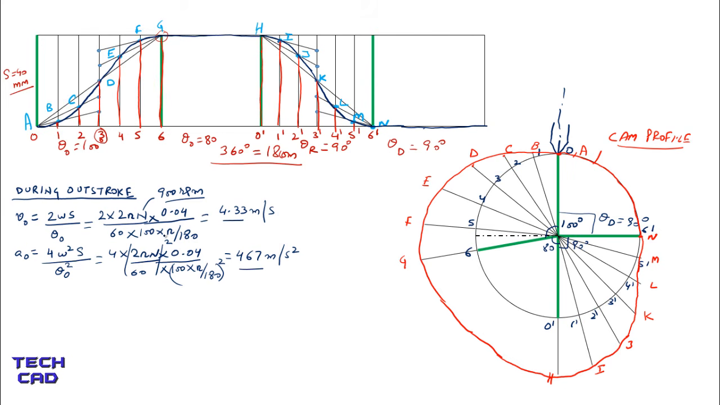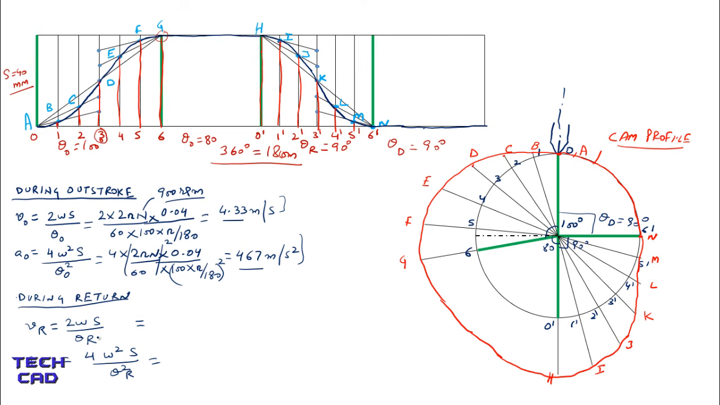You have to remember this. Your theta must be in radians. 100 is the outstroke angle. You have to convert it into radians. These are the values. Now we have to find out the maximum velocity and acceleration during return stroke. For that we have formulas, and the formulas are, so these are the formulas when your follower is returning to its original position.